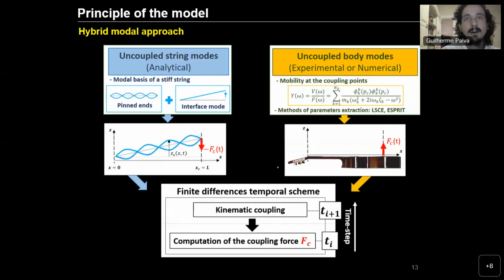So how did we do that? At a given time step n+1, we impose a kinematic coupling at the coupling point, so we can compute in the previous time step the coupling force Fc, okay? Basically, this is the principle of the method, okay?